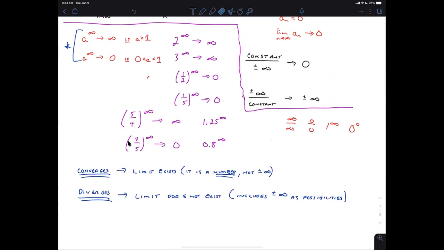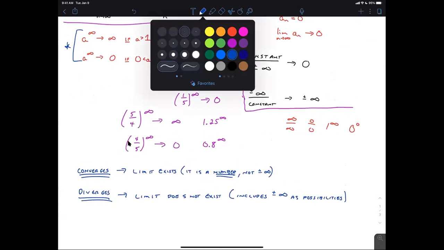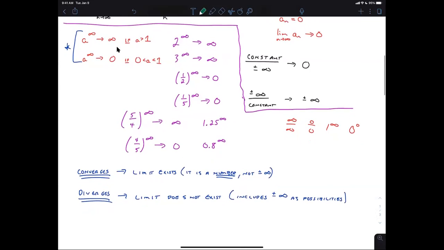Okay, a quick addendum we can make up here is that if we have a to the infinity where a is bigger than 1, that goes to infinity. A to the infinity if a is between 0 and 1 goes to 0. But then we could add on to that, that equivalently, a to the negative infinity goes to 0 if a is bigger than 1, and a to the negative infinity goes to infinity if a is between 0 and 1. Man, that's an error. So it flips because it flips the fraction, basically. That makes sense?